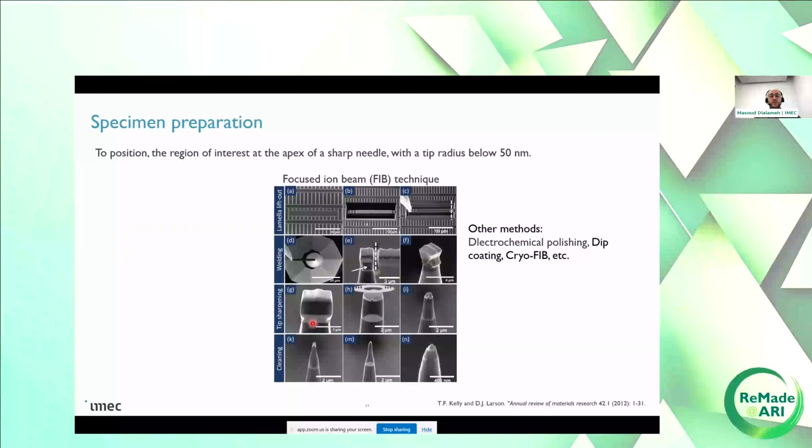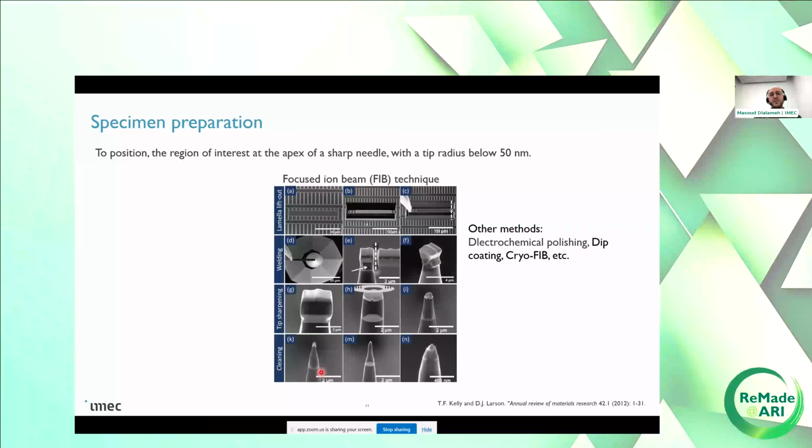The next step is annular milling. So you want to mill down and prepare a tapered shape tip. This is done by annular milling patterns, this kind of donut shape pattern. So by changing the internal and external diameter of these patterns, we can engineer and prepare this nice tip, which still needs to be cleaned.